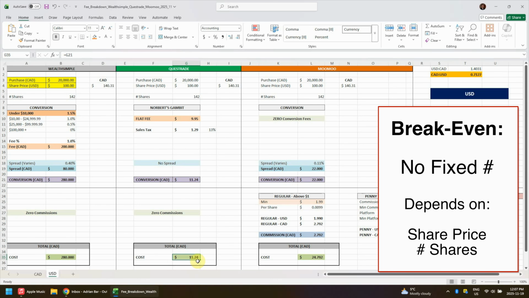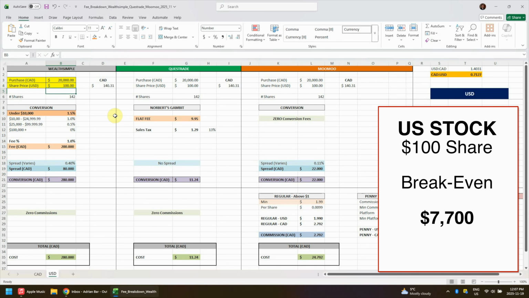I can't give you an exact break-even point like I did before because these US commission fees depend on the share price and number of shares. But here's some general takeaways. For a normal stock with a share price around $100, the break-even point will be $7,700. At that amount, Moomoo's total fees will equal $11, the flat fee for Norbert's Gambit.